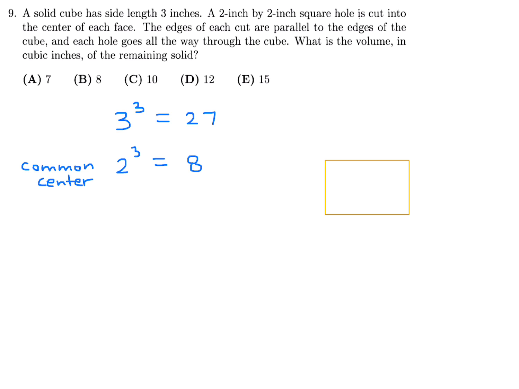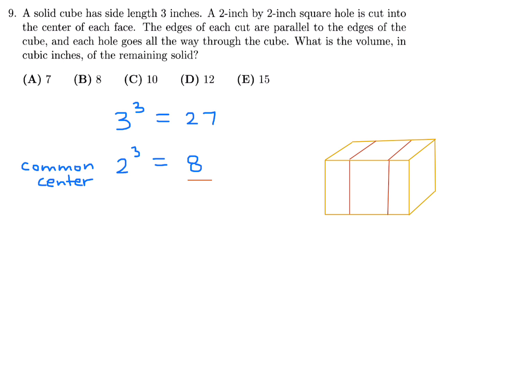So what I'm going to do is just draw one of those. One block that's cut out of the cube will look like this, approximately. And the common center is a 2 by 2 by 2 block like this, in the very center. And that one I just calculated as 8.